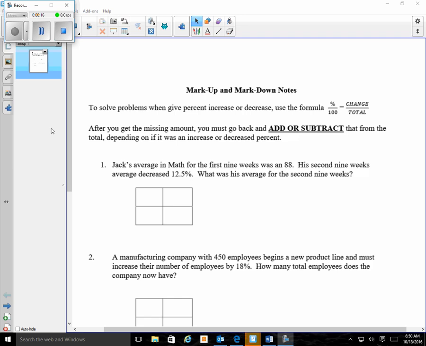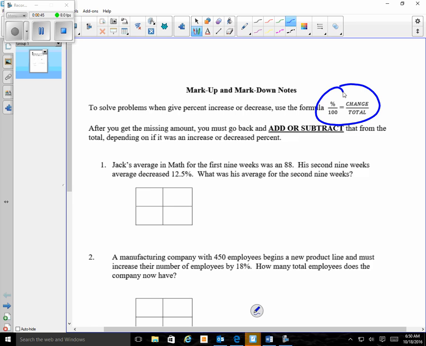So you see up at the top we have our same formula that we use for percent increase and decrease. The only thing that is different about this is that we are going to be given a percent, and now we're going to be finding an actual number of an item. So the specific thing that we were talking about. It says after you get the missing amount, you must go back and add or subtract that from the total, depending on if it was an increase or a decrease percent. And you will know that by reading the problem.